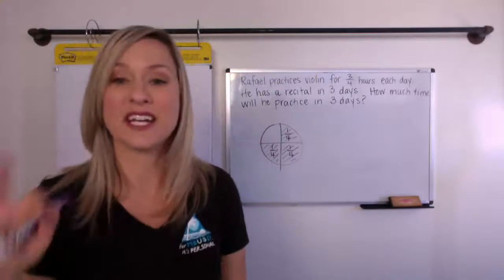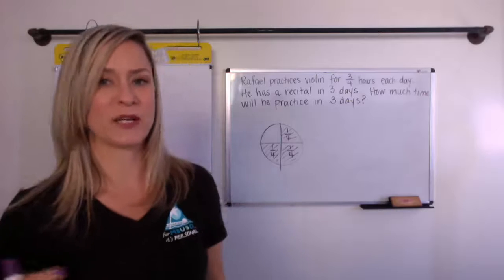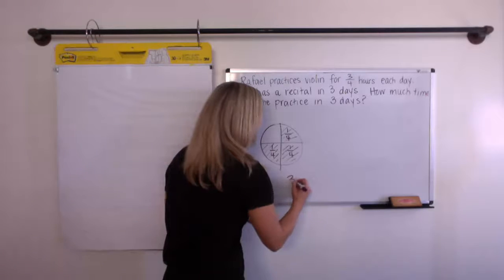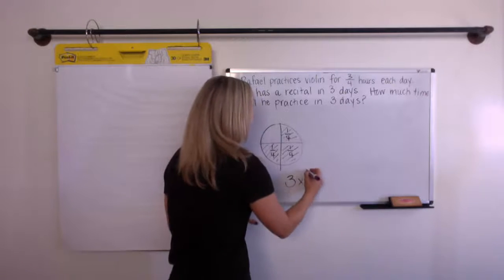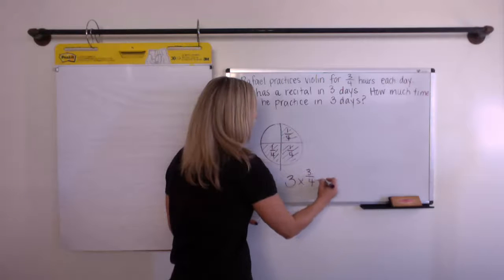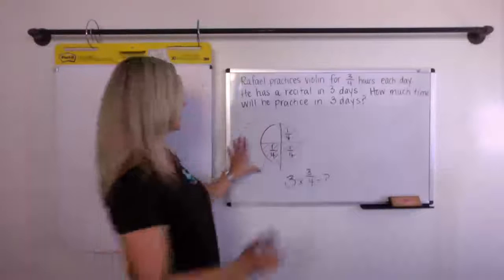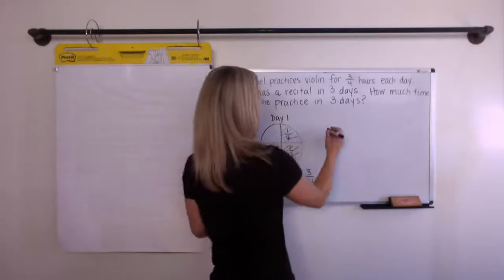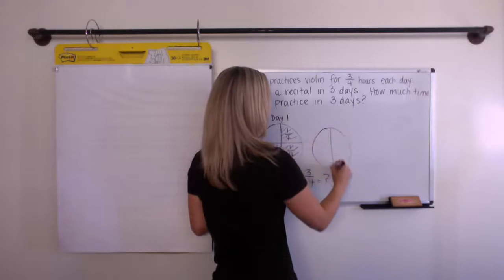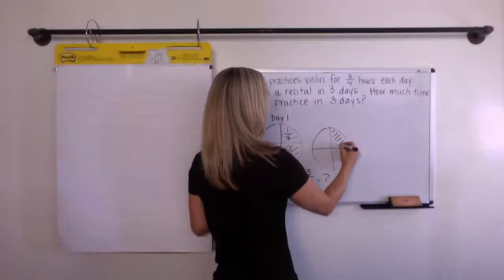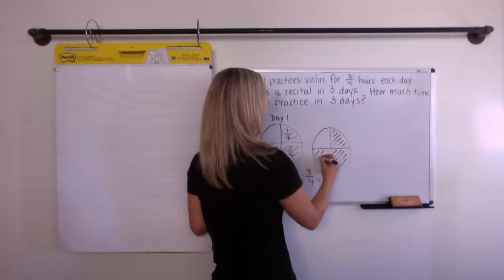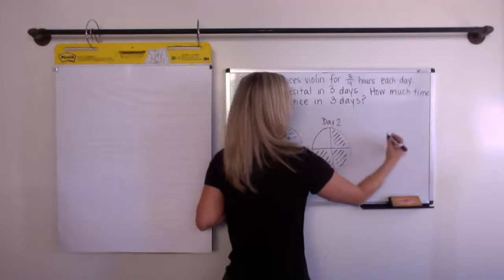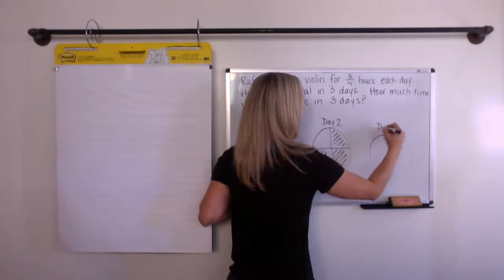He has a recital in 3 days. How much time will he practice in 3 days? So basically, we're doing 3 days, and each day he's going to practice 3/4 of an hour. We're trying to figure that out, right? So this is worth 1 day. So day 2 would look the same. Each of these is worth 1/4, right? So this is day 2. And then day 3 would look the same again.